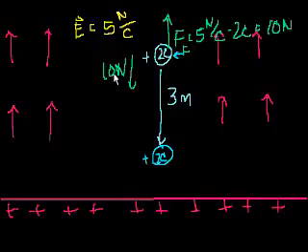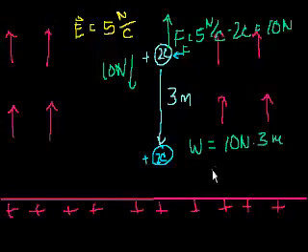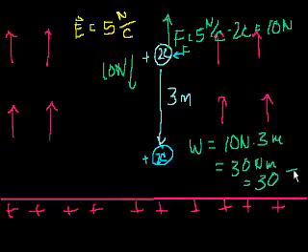So just for our purposes, you have a 10 Newton force downward, and you apply that force for a distance of 3 meters. The work that you put in to take this 2 coulomb charge from here to here is going to be equal to 10 newtons, that's the force, times 3 meters. So the work is going to equal 30 Newton meters, which is equal to 30 joules. Right? A joule is just a Newton meter.